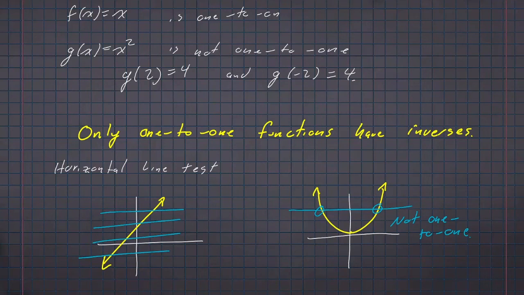If we have a 1 to 1 function, we can find its inverse. If we do not have a 1 to 1 function, then we do not have a function where we can find an inverse. Sometimes that forces us to be a little bit creative.